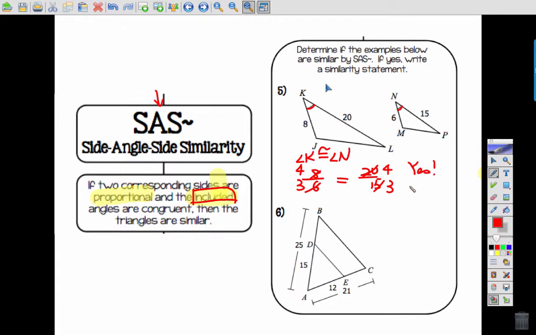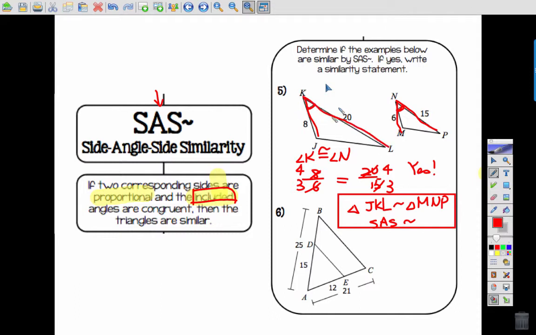So you can write this as JKL is similar to triangle MNP, and this one would be SAS, similarity statement. So again, notice that I have my SAS here. SAS. That A has to be sandwiched in between the two sides that I have information on.